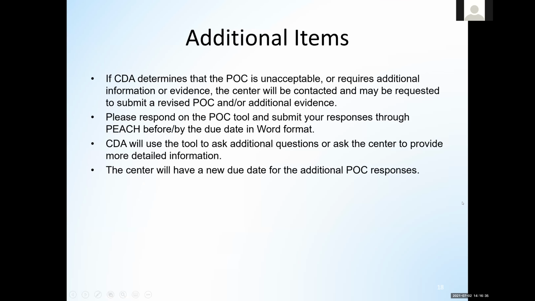Some additional items to keep in mind. If the department determines that the plan of correction is unacceptable or requires additional information or evidence, the center will be contacted and may be requested to submit a revised plan of correction and or additional evidence. Please put your response on the plan of correction tool and submit your responses through Peach before or by the due date in a Word format. The department will use the tool to ask additional questions or ask the center to provide more detailed information accordingly. Lastly, the center will have a new due date for the additional plan of correction responses based on the review.